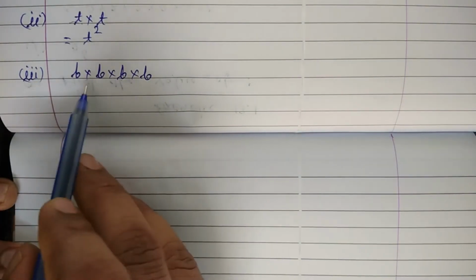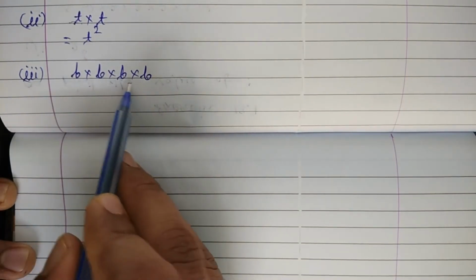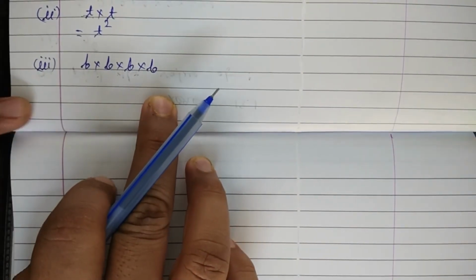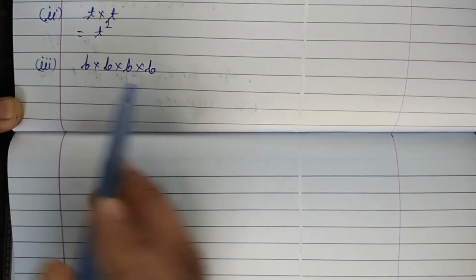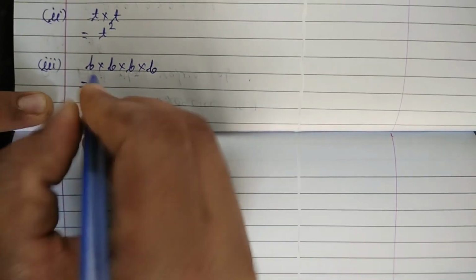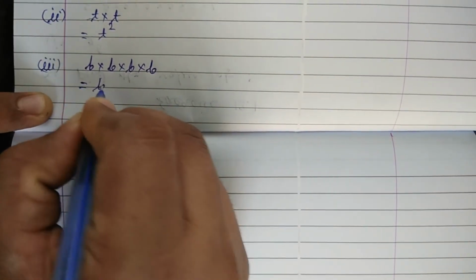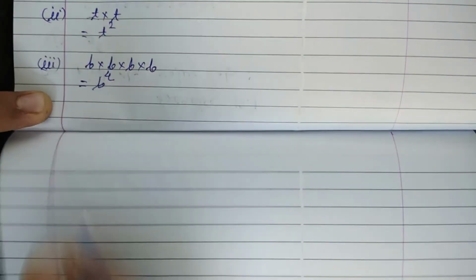Third sum, b multiplied by b multiplied by b multiplied by b. This is what? b multiplied 4 times. So in exponential form, we can write it as b raised to the power of 4.